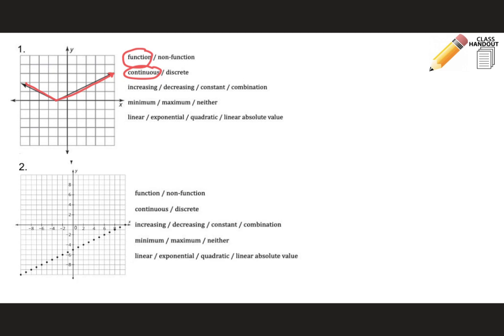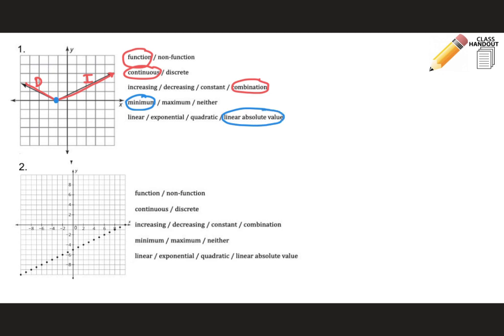In terms of deciding if it's increasing, decreasing, constant, or a combination, if we read from left to right, we see that on the left-hand side, it goes down. And then once we hit that point, it starts going up. So this is actually going to be a combination of increasing and decreasing. The left-hand side is decreasing, the right-hand side is increasing. This graph has a minimum value. And then in terms of the function families, this is V-shaped, so this is a linear absolute value function.